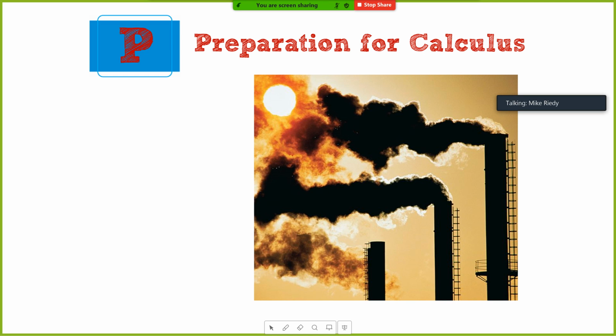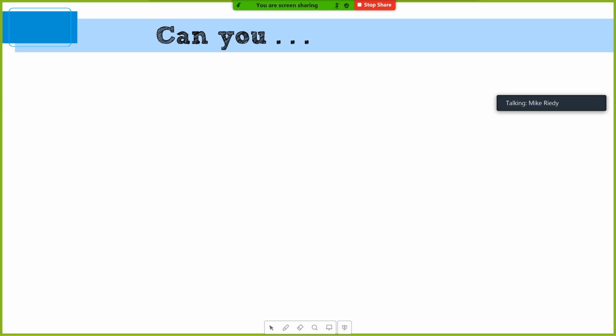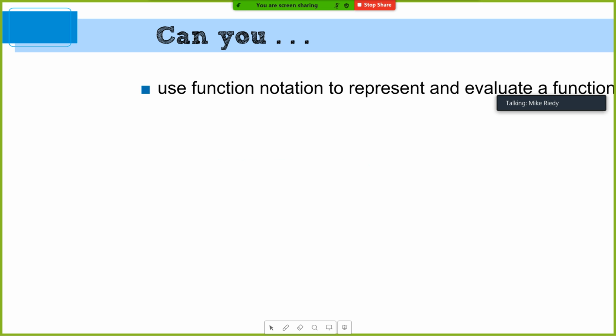So today we're going to continue on with a little bit of pre-calculus stuff, talk about functions and their graphs. Hopefully most of this stuff is review. If it's not, then by going over it, maybe it'll click for you and you'll be back to where you were in pre-calc. So, list of objectives today.